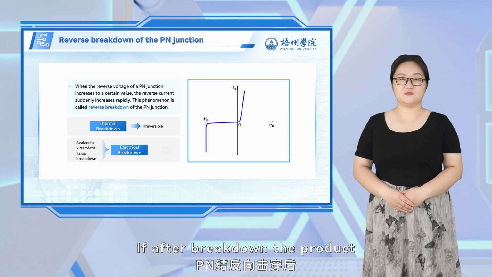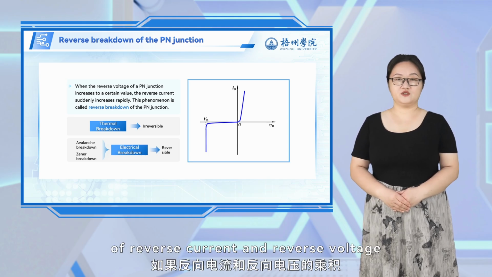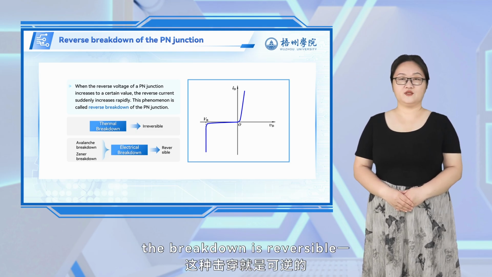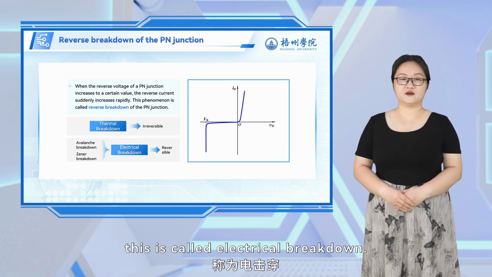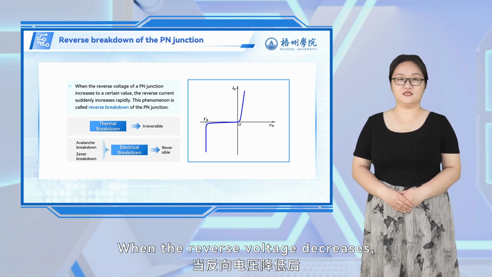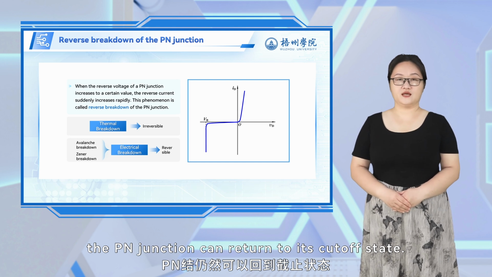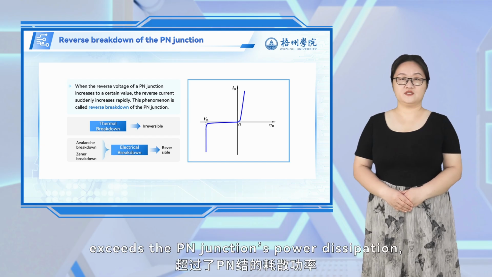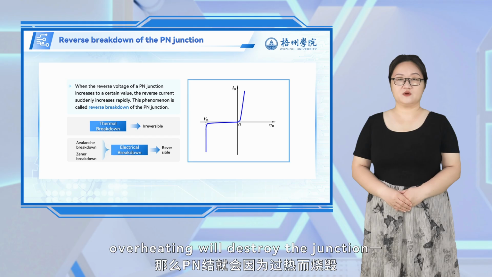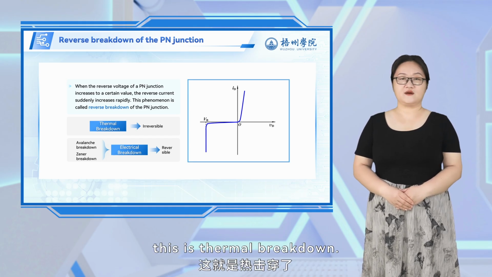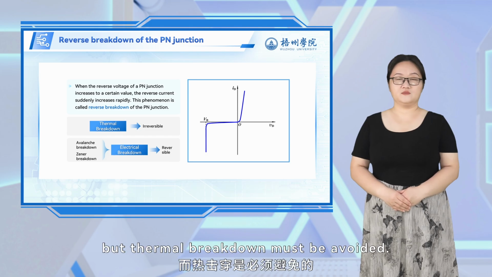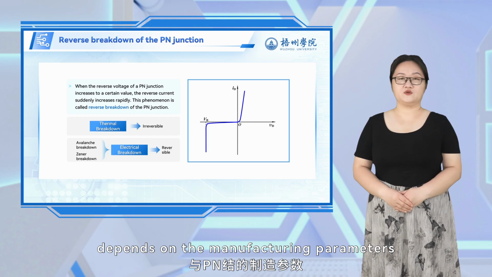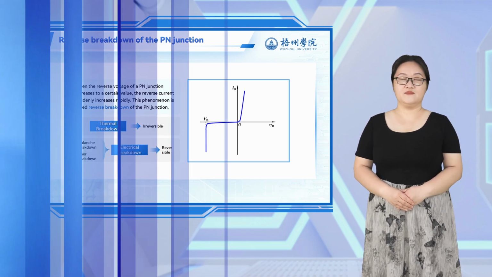If after breakdown the product of reverse current and reverse voltage does not exceed the p-n junction's power dissipation rating, the breakdown is reversible. This is called electrical breakdown. When the reverse voltage decreases, the p-n junction can return to its cutoff state. If the product of reverse current and reverse voltage exceeds the p-n junction's power dissipation, overheating will destroy the junction. This is thermal breakdown. Electrical breakdown can be utilized, but thermal breakdown must be avoided. The breakdown voltage depends on the manufacturing parameters of the p-n junction.